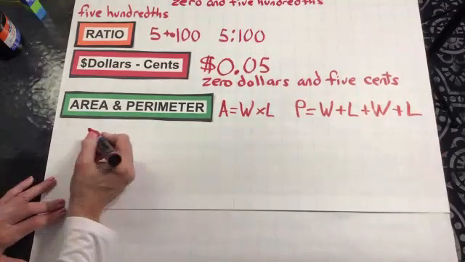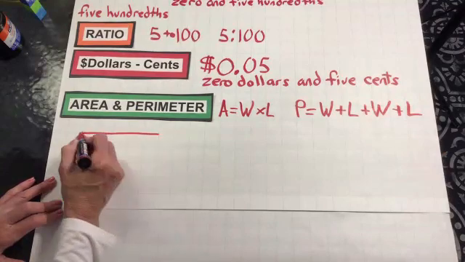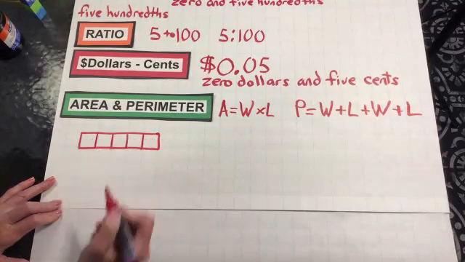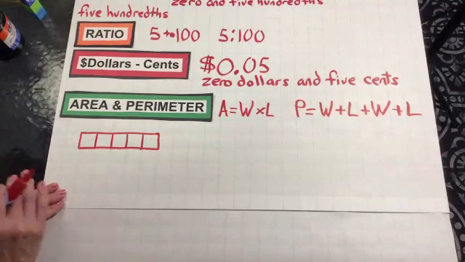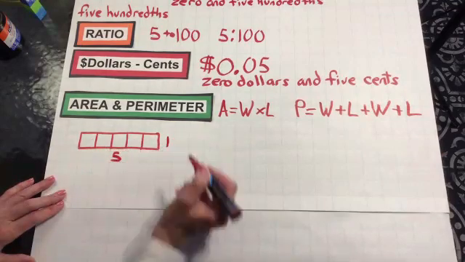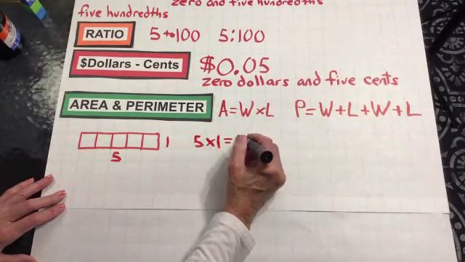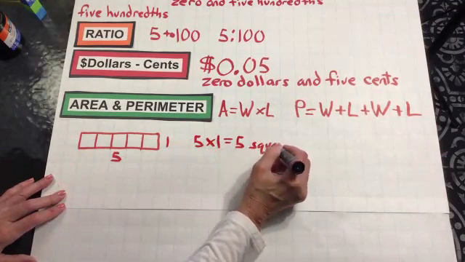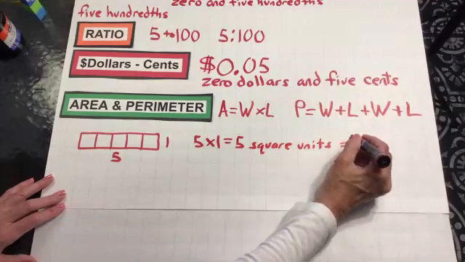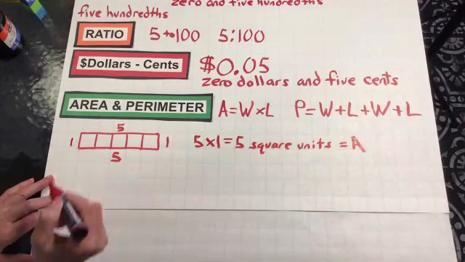All right, so now we're talking 5. So we're going to do horizontally first, 5 squares. So you can draw a rectangle and then chop it into 5 parts. Try to make them equal, but it doesn't have to be perfect. We know this is 5 wide by 1 tall. So we're going to find the area. 5 times 1 equals 5 square units equals the area.